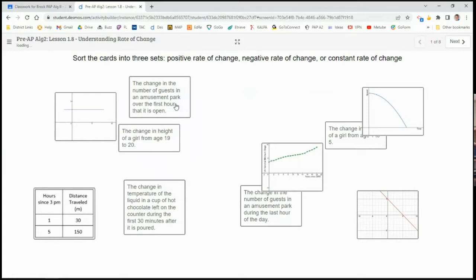Your cards should be broken into a positive rate of change, a negative rate of change, or a constant rate of change. So put them in groups together based on whether they're positive rate of change, negative rate of change, or constant rate of change. Some of you haven't got there yet.